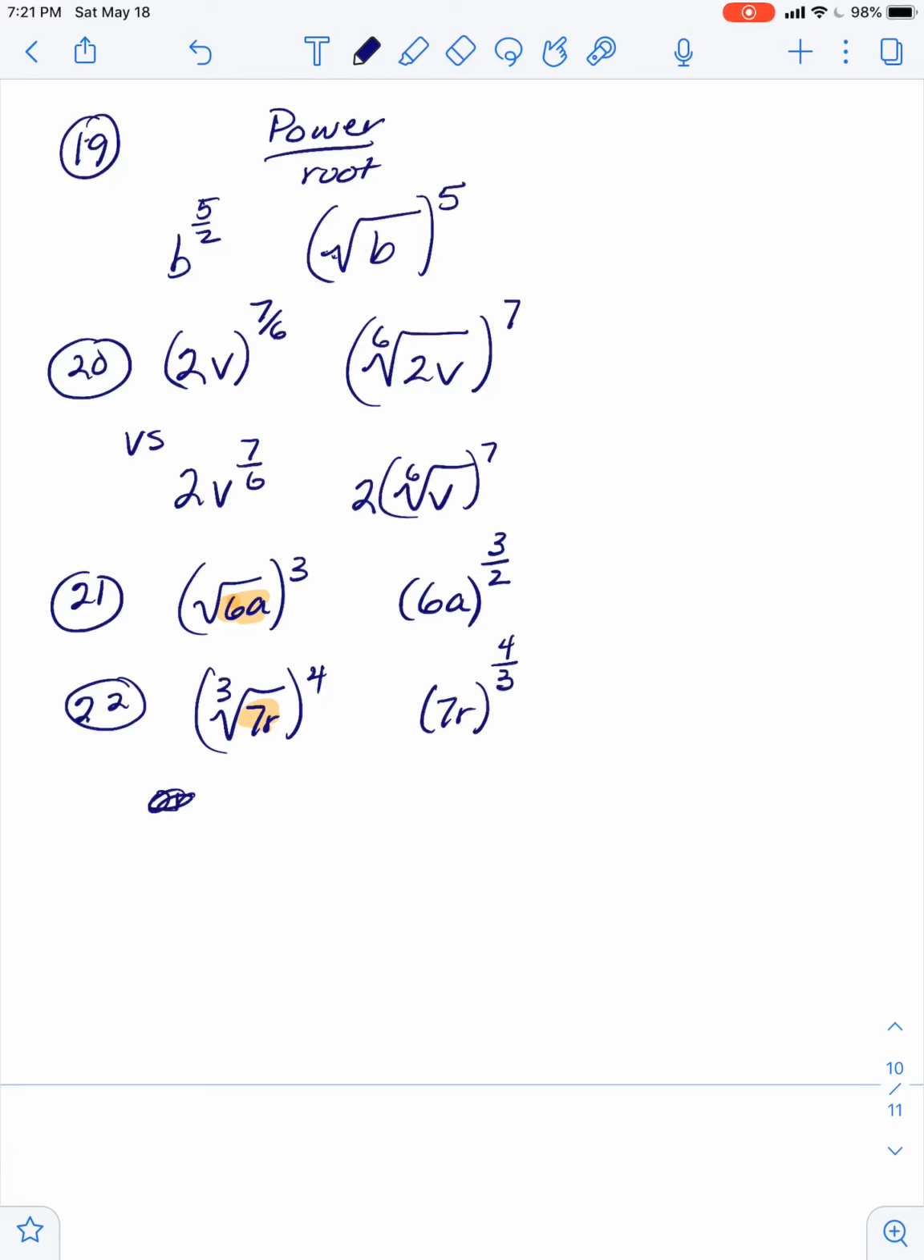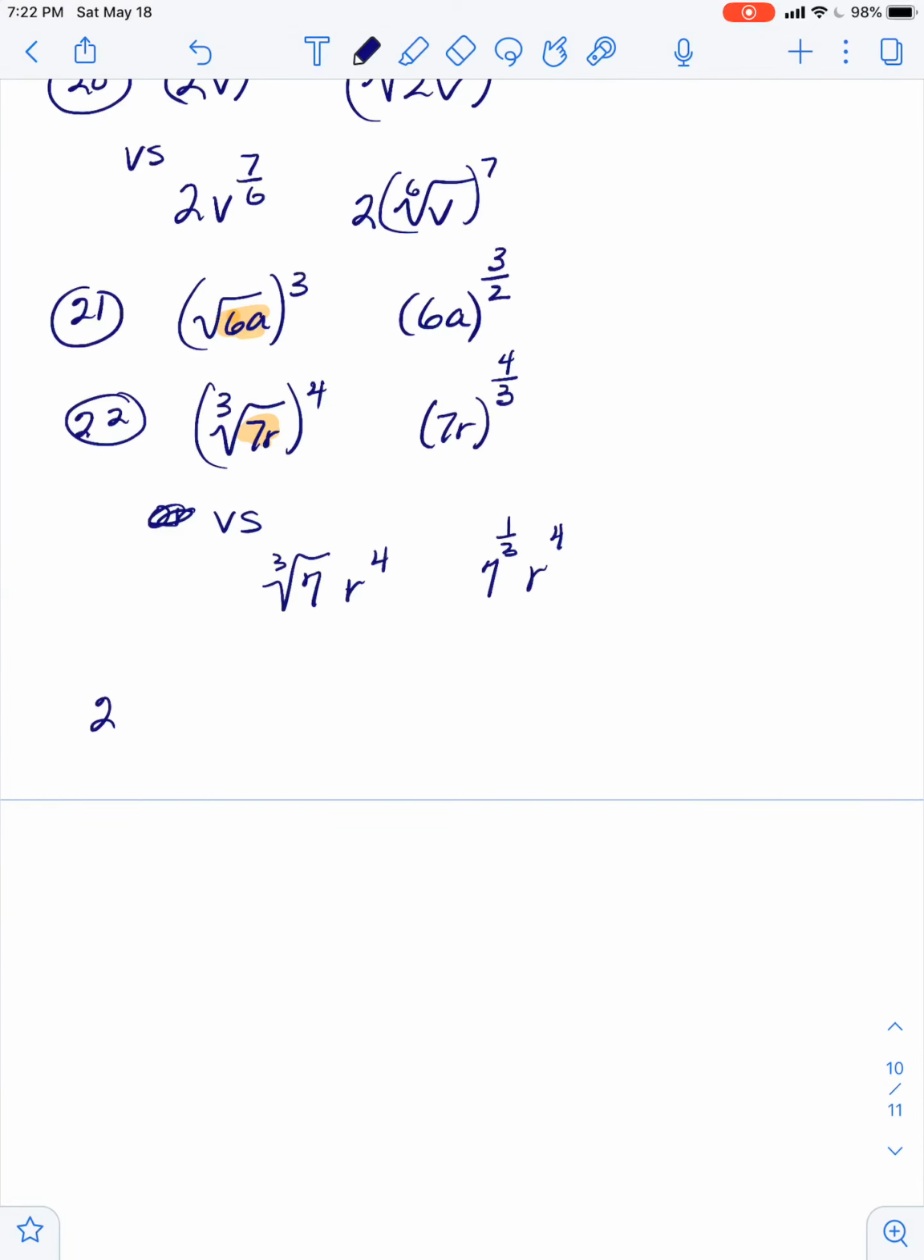Again, versus this one. If you had been given square root of 7 and then r4, something like that, then it would only be 7, in this case, to the 1/3 r4. See the difference? Okay, because only the 7 is under the cube root, so just be very careful there.